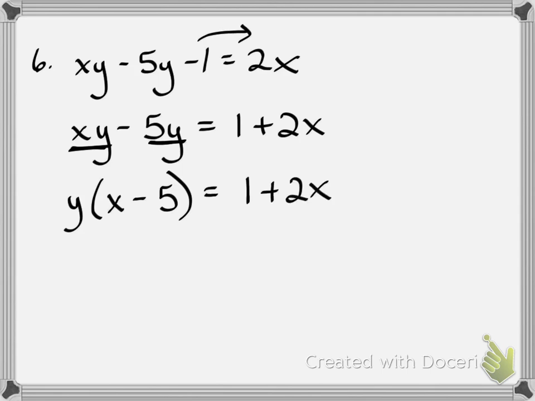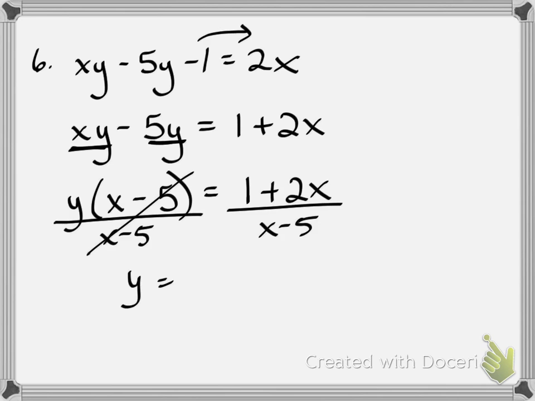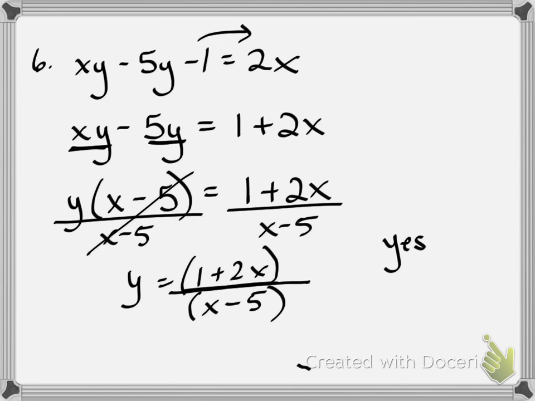And you're just trying to get the y by itself, so let's divide both sides by x minus 5. And so that's our answer once this cancels. 1 plus 2x over x minus 5. And plug that into your calculator. If you want to do the fraction prompt to y1, so you can put the 1 plus 2x in the numerator and the x minus 5 in the denominator, that's great. If you don't have a fraction prompt, then you want to use parentheses over the top and then divided by parentheses on the bottom. All right, and that should end up passing the vertical line test. Next is 7.